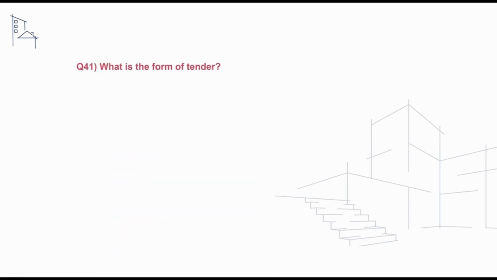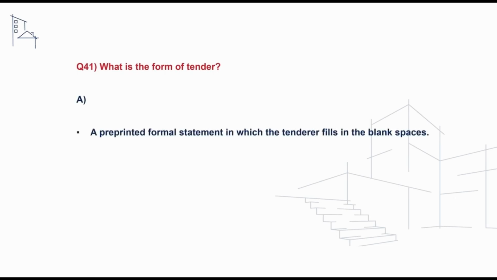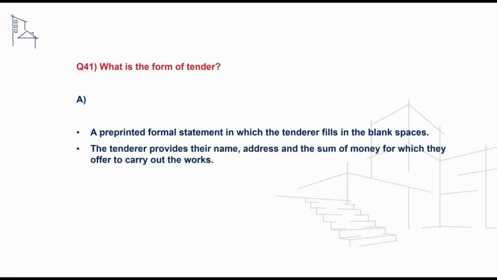A follow-on question we may receive is what is the form of tender? And to address this, we can say that this is a pre-printed formal statement which the tenderer must complete, and the tenderer provides their name, address, and the sum of money for which they offer to carry out the works.